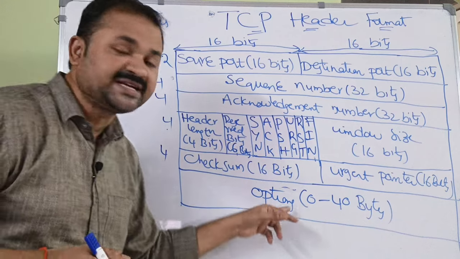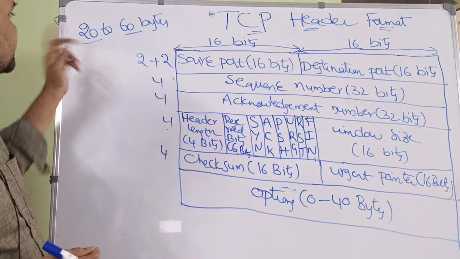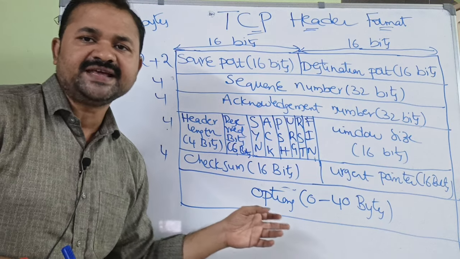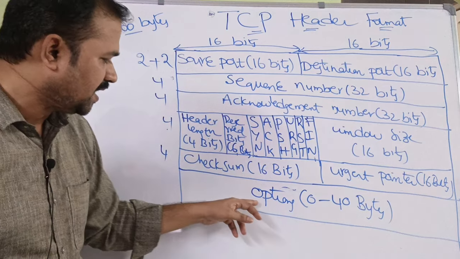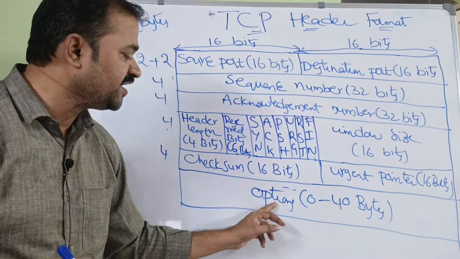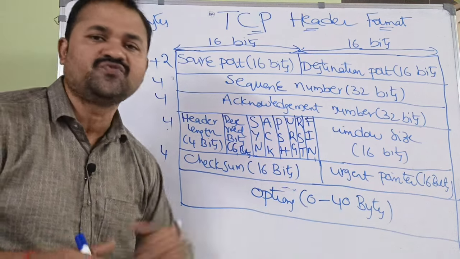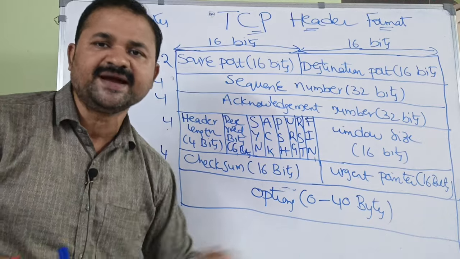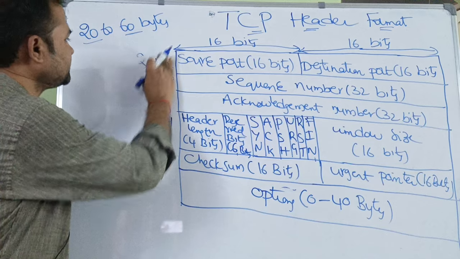So if options field is not included, then the size of the TCP header is 20 bytes. Whereas if we can include some optional information, the maximum size is 40 bytes. So options field size ranges from 0 to 40 bytes. If 40 bytes are included, then the maximum size of the TCP header is 60 bytes.